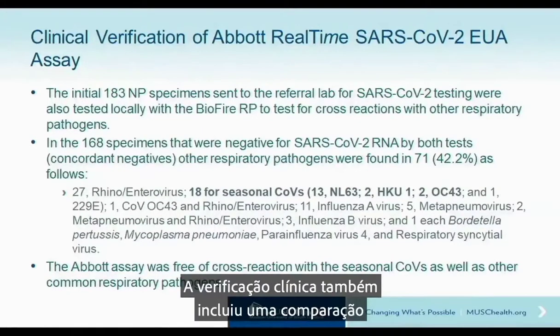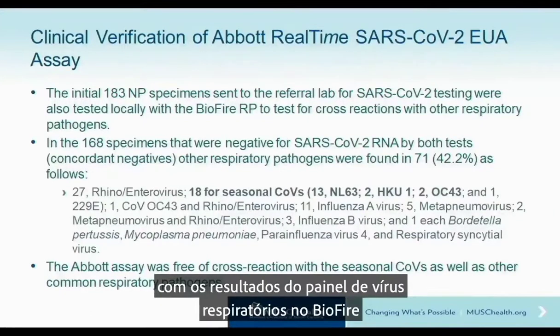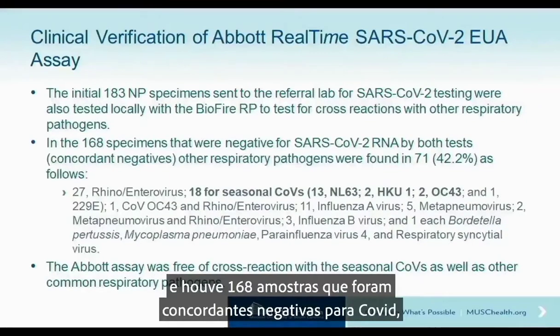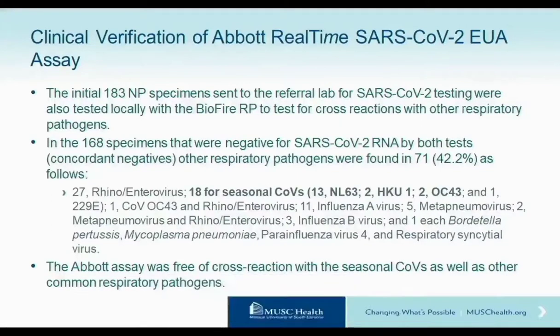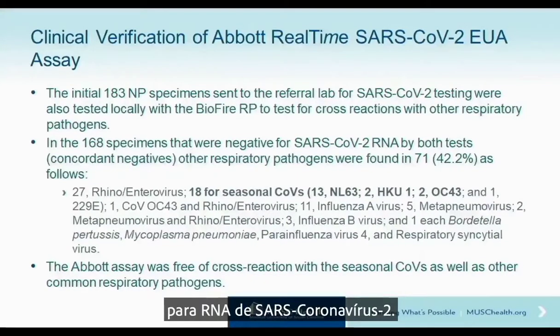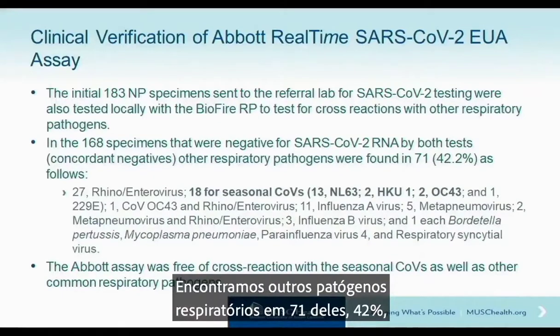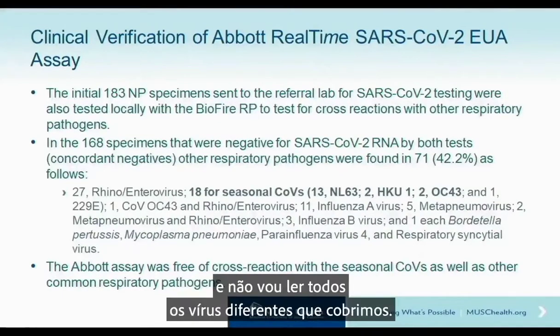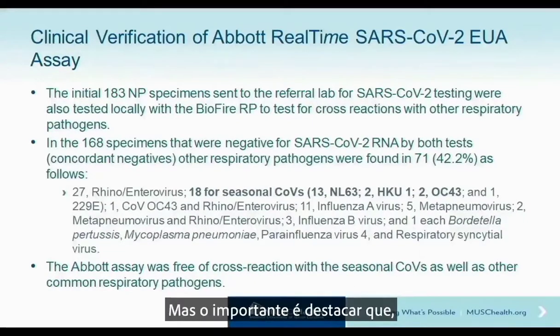The clinical verification also included comparison to the respiratory virus panel results from BioFire. There were 168 specimens that were concordant negative for COVID, for SARS coronavirus 2 RNA. We found other respiratory pathogens in 71 of those, or 42%. And I'm not going to read all of the different viruses we recovered, but the important thing is highlighted there.